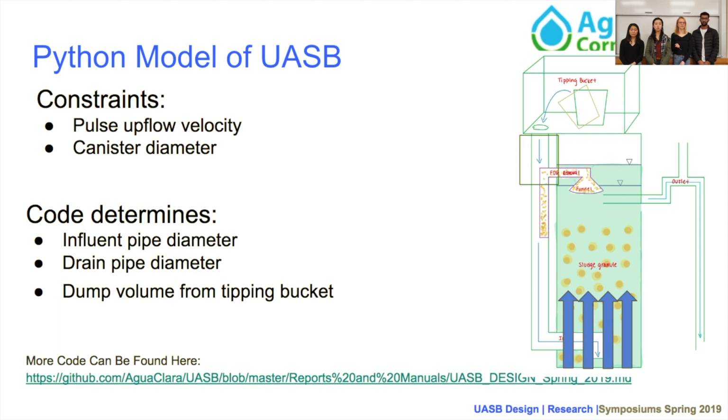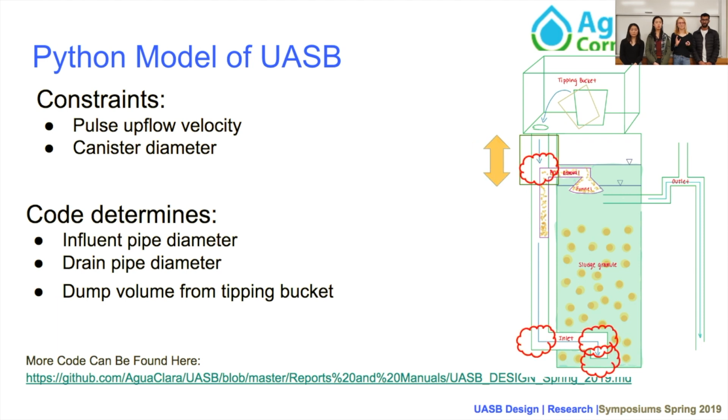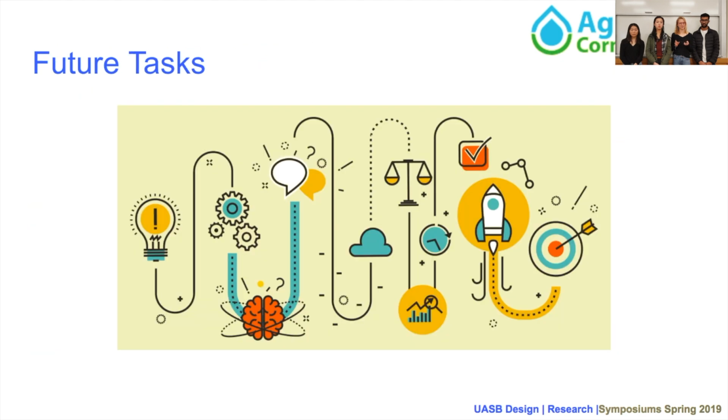Basically our main constraint is the upflow velocity within the UASB reactor. We want that to be fast so that it fluidizes sludge granules. So what we've done is determine a relationship between the diameter of the UASB, the geometry of the drain pipe, the minor losses in the system, the height of the drain pipe, or the head gain per dump of the tipping bucket, and the diameter of the influent pipe. By doing that, we've been able to figure out reasonable dimensions for our reactor.